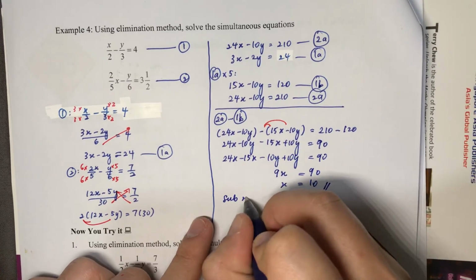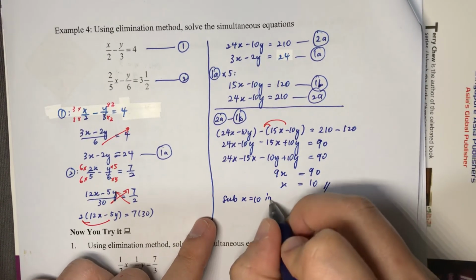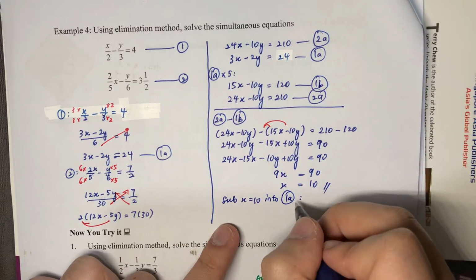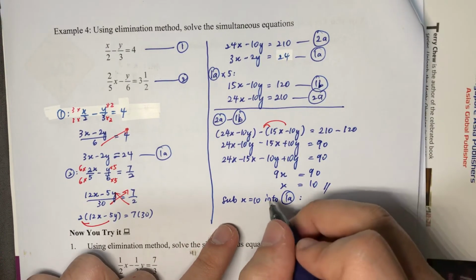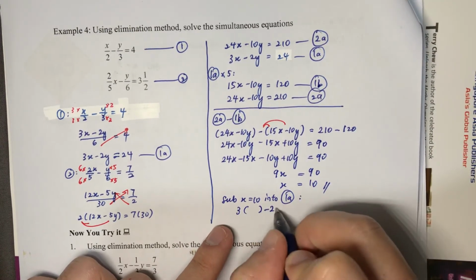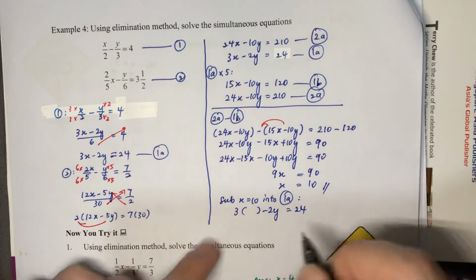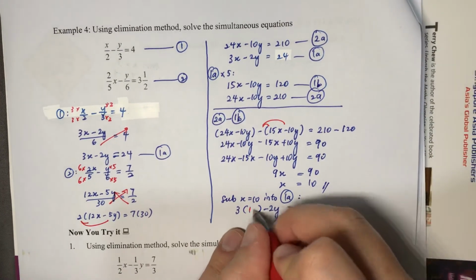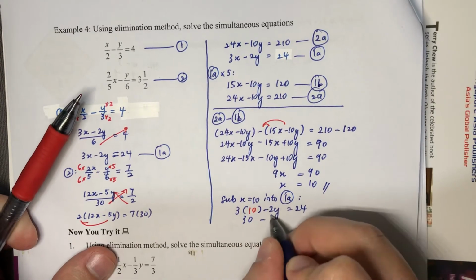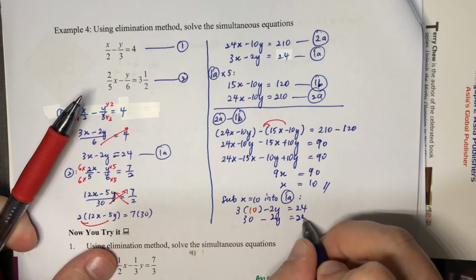So I sub my answer into 1a. 3x minus 2y is equal to 24. Copy and paste, just that the x I replace with 10. So 30 minus 2y is equal to 24.